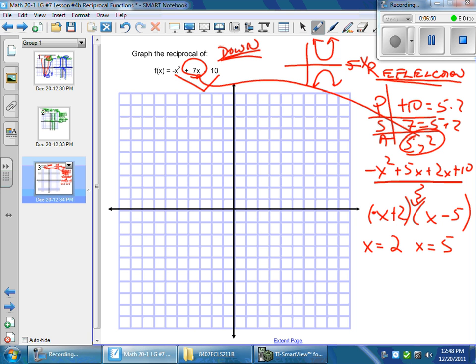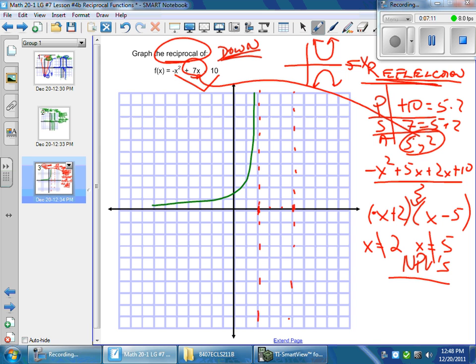But when you're doing the reciprocal, right here, the reciprocal, remember, these become non-permissible values. And these become your asymptotes. So still at 2, 3, 4, 5, and still at 5, those are your asymptotes. But remember what the graph did look like before. The graph before did this, right? And did this right here, right? Do you remember that? Okay. But now, because you have a negative up front, you have to reflect the whole thing.